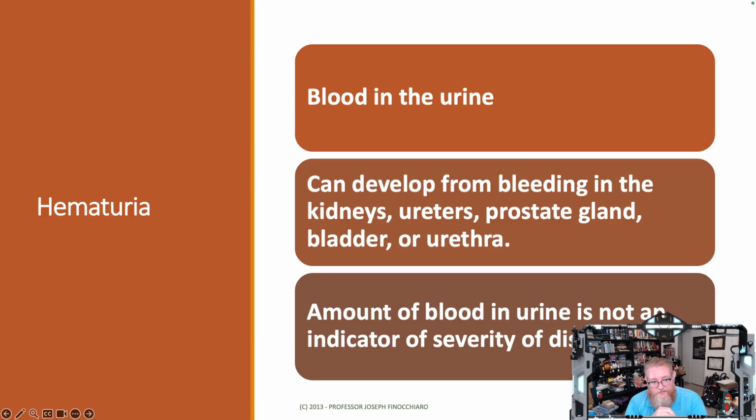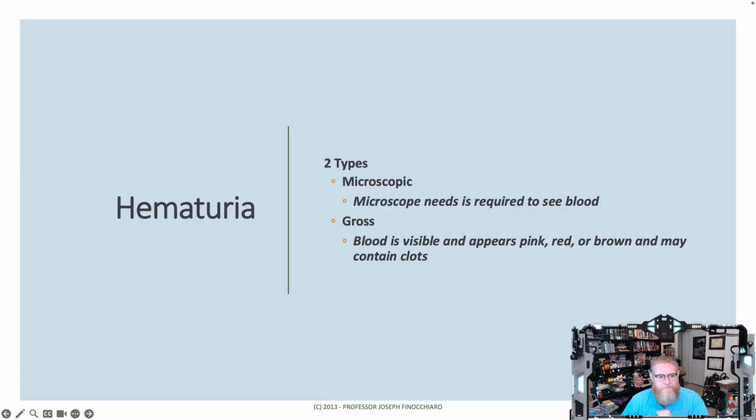Hematuria is blood in the urine. This can develop from bleeding in the kidneys, ureters, prostate gland, bladder, urethra. The amount of blood in urine is not an indicator of severity of disease. So even a little bit can be a cause for concern and be an indicator of a massive problem.